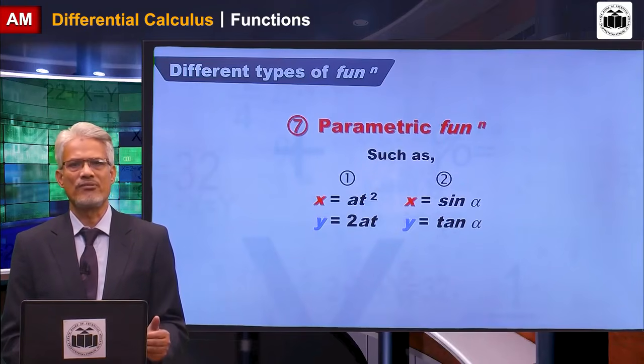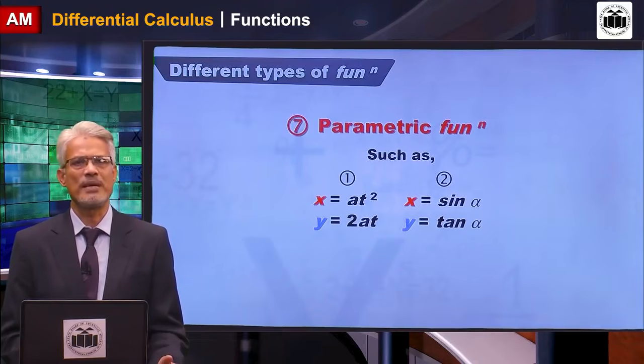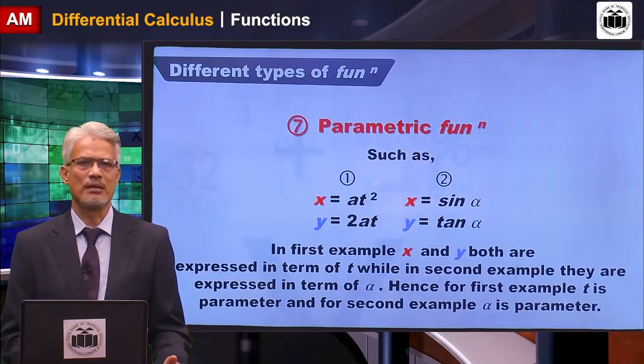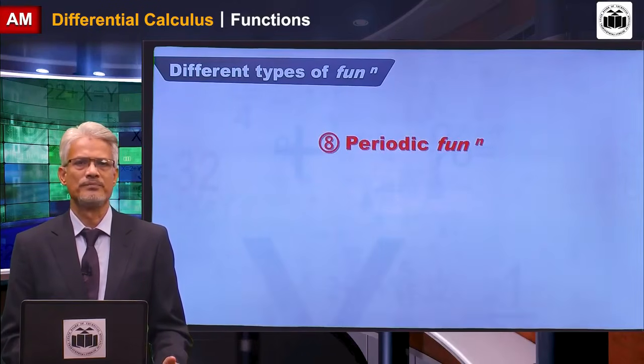X is equal to sin alpha, y is equal to tan alpha. X and y are not related directly, but they are related through alpha. That's why alpha is the parameter, and these are known as parametric functions. In the first example, x and y both are expressed in terms of t, while in the second example, they are expressed in terms of alpha. Hence, for the first example, t is the parameter. For the second example, alpha is the parameter.